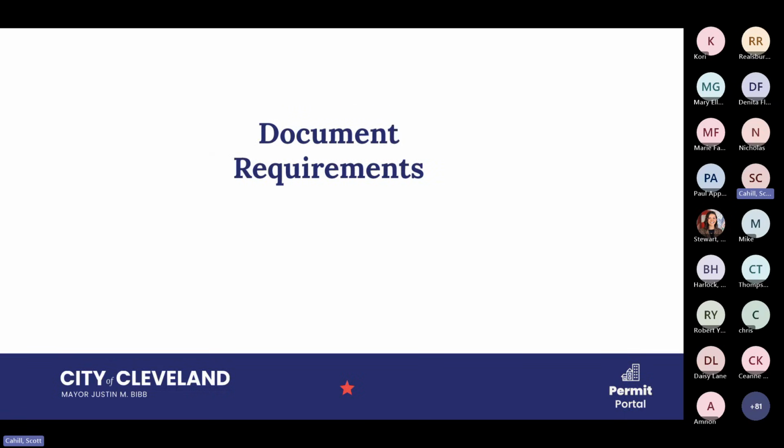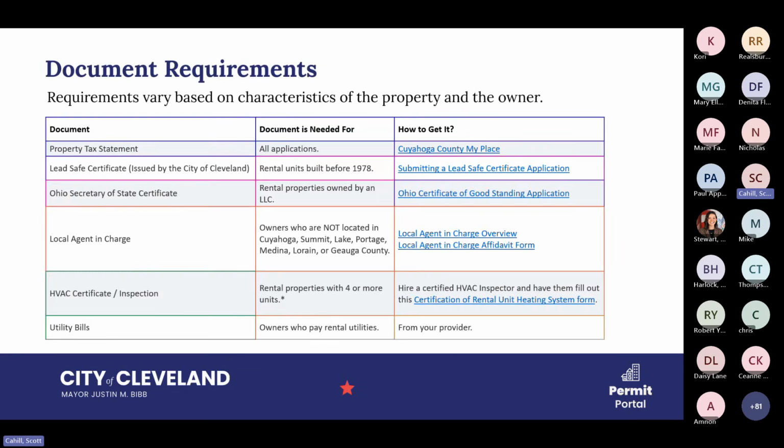So next we'll dig into the document requirements. Depending on the characteristics of the property and the owner, there's up to 6 different documents that you may need to provide to fully register your rental property. This is a table that shows each of those, when they're needed, and some links for how to get them. We're going to walk through each of these individually.